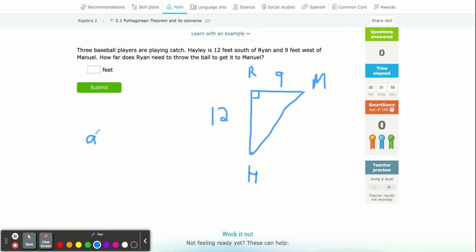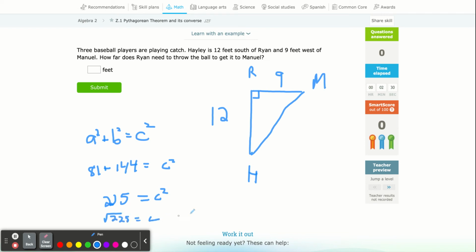A squared plus b squared equals c squared. Again, I'm hoping this is just a simple review for this class. 9 squared is 81. 12 squared is 144. I'm going to add those two together to find out what c squared is. That's 225, which is equal to c squared. And then we square root both sides, and we find out that they are 15 feet apart. They have to throw it 15 feet.